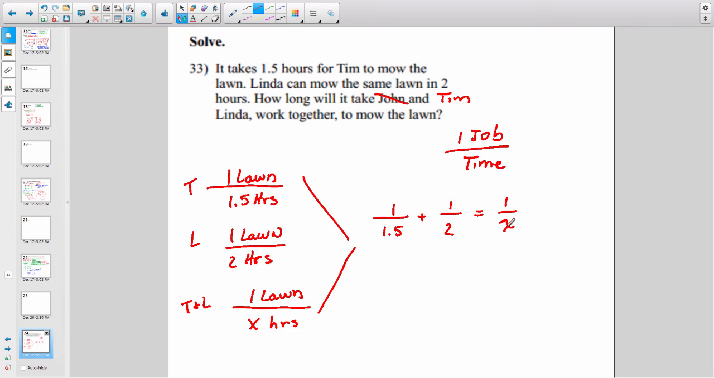So now we have a rational equation, which is just a fancy way to say fractions in an equation. Our idea is get the LCD of all and cross out the denominators. So the lowest common denominator of all would be 3x.